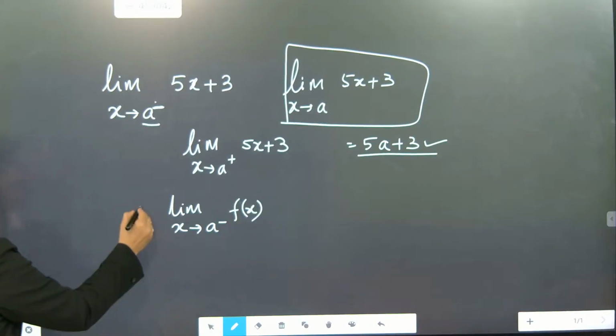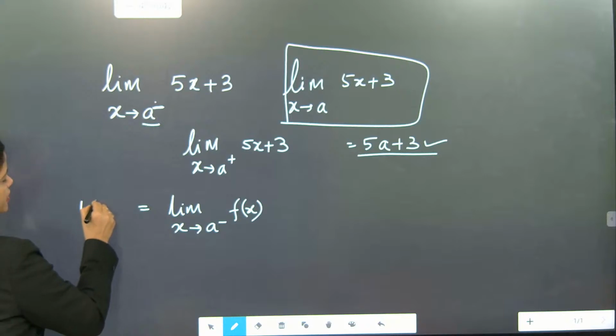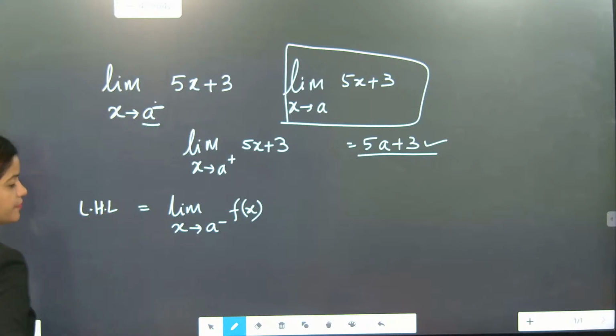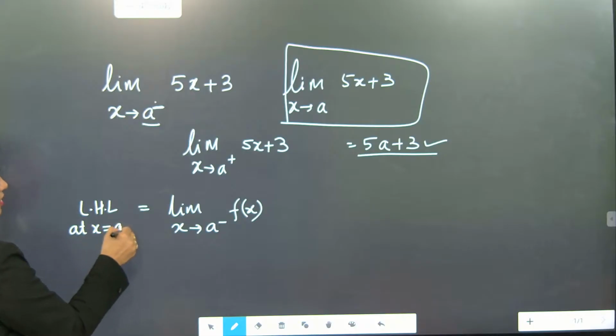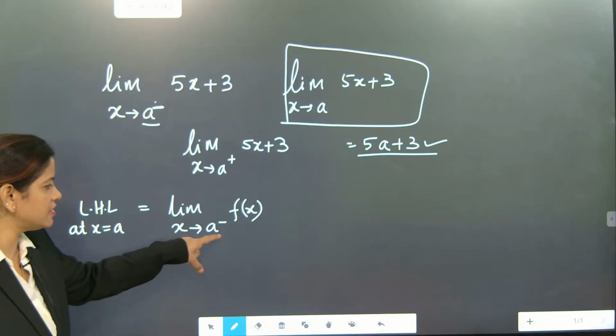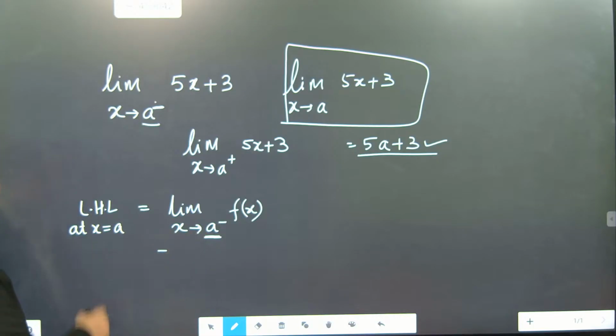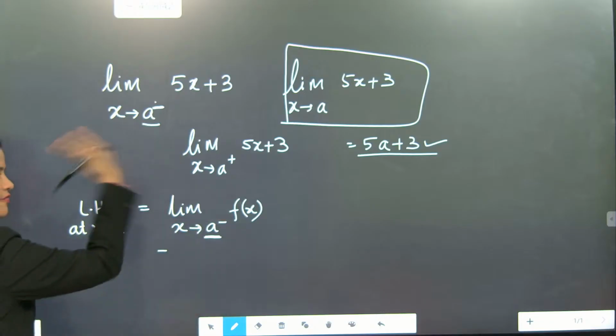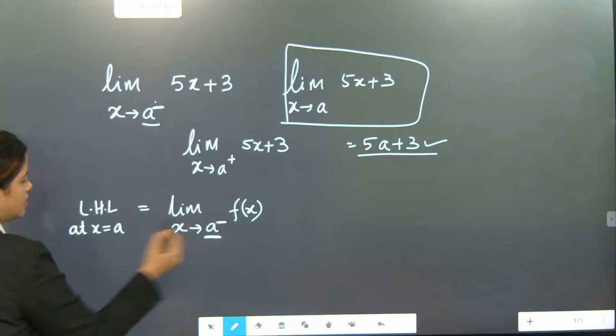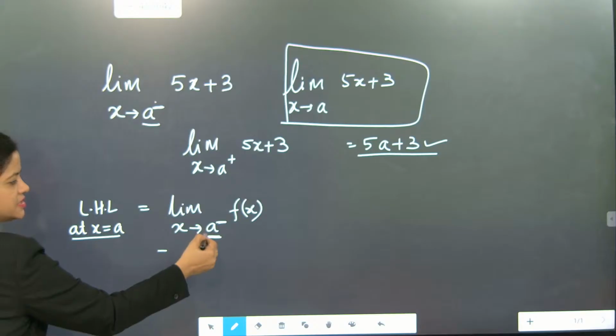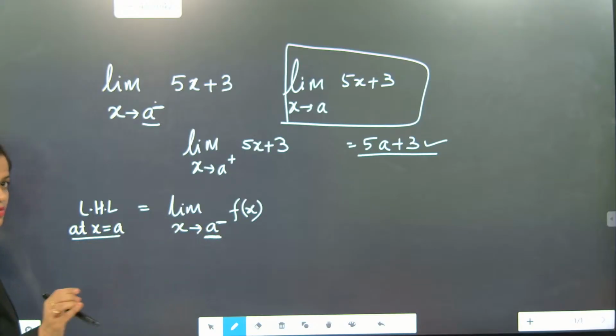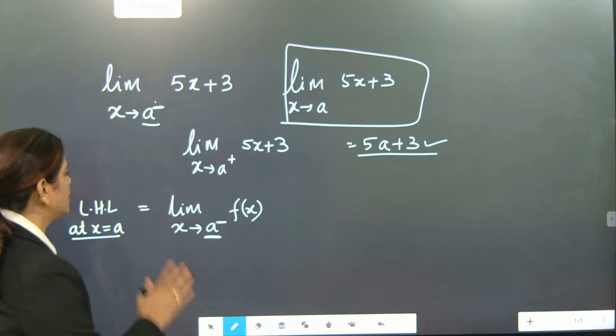Okay, this section is what? Left hand limit at x equal to a. Because what is the basic thing? a is the basic thing. So left hand limit at base is a. So x is equal to a. Done. Now how to remove it?